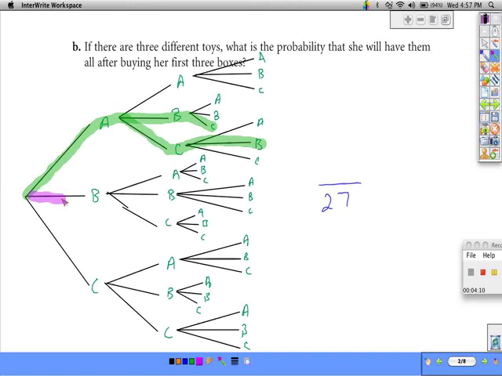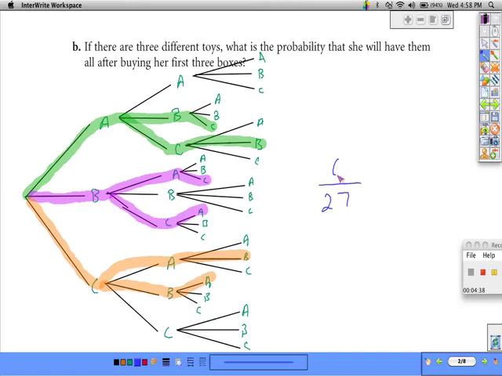Or I could get a B, and then A, and then C. Or I could get B, C, and then A. There's 4 things that work. And then I could also get a C, A, B, or a C, B, A. So that is leaving me with 6 successes out of 27 paths possible, and that reduces to 2/9 as our probability of getting all 3 toys in 3 boxes.